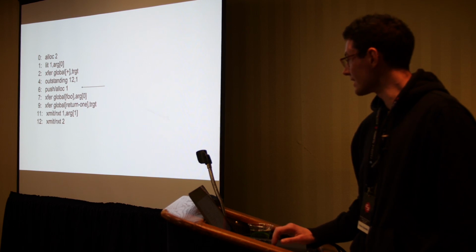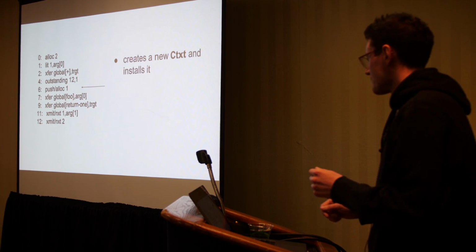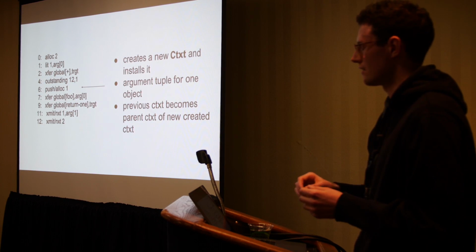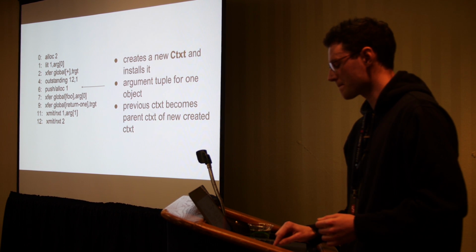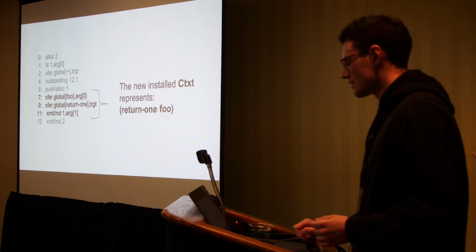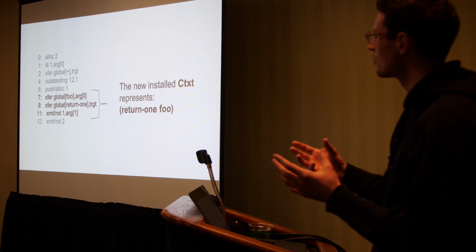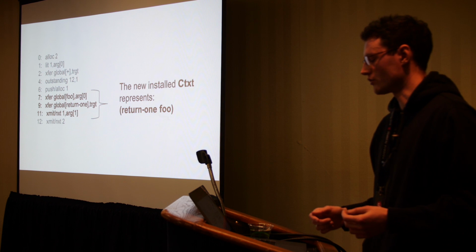Push alloc1. What this does is it creates a new context and installs it into the VM. It has an argument tuple for one object, and important to note here is that it has the reference to the initial context, which is the parent context. So in the previous step we created a new context, which got installed, and this new context basically represents the return one invocation.